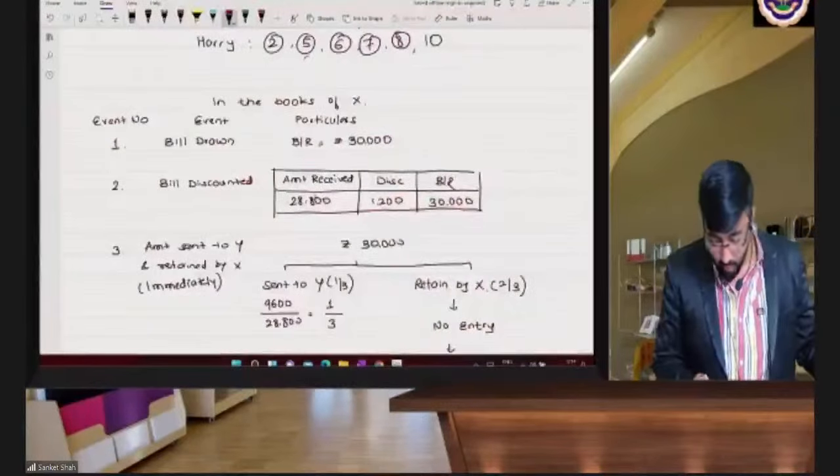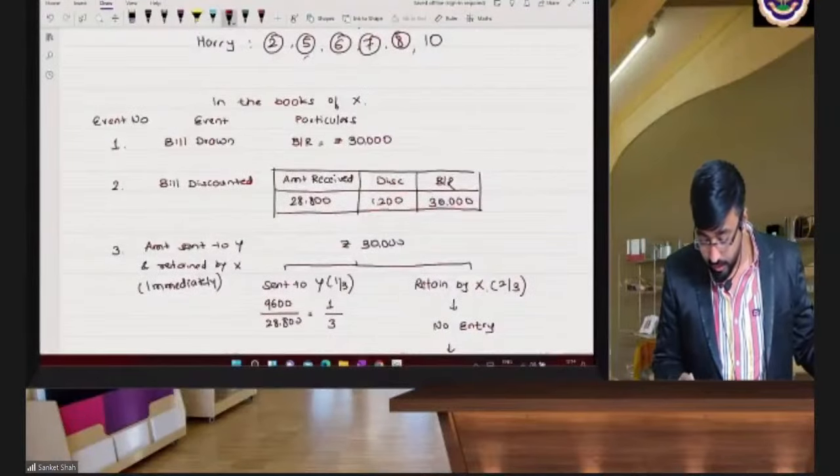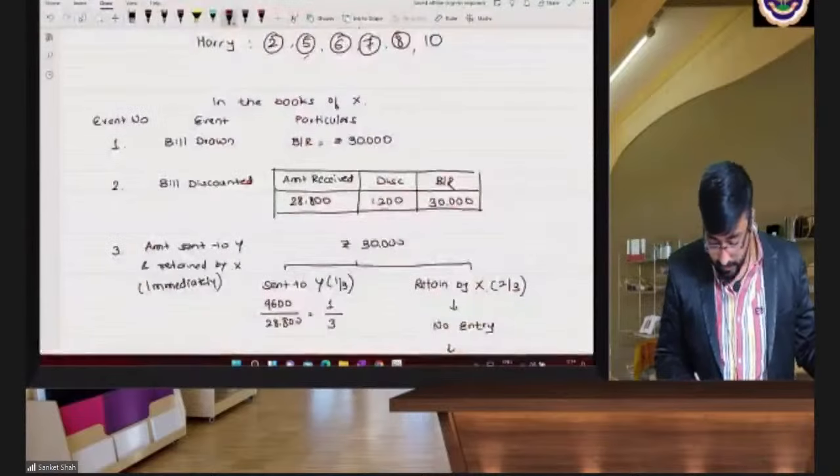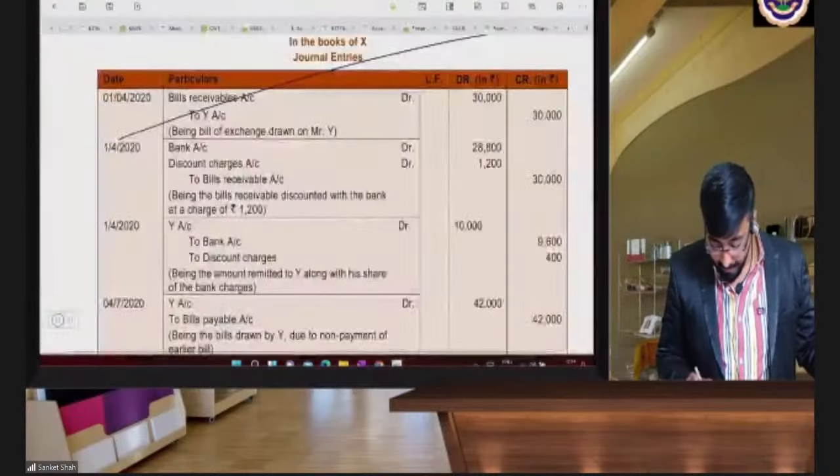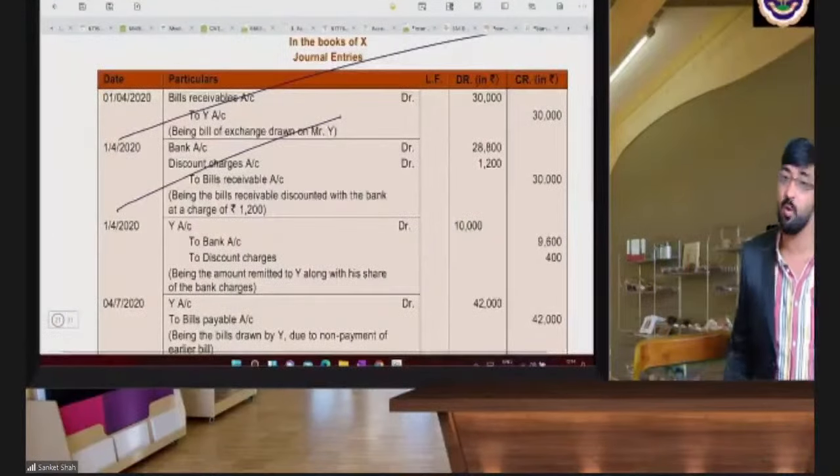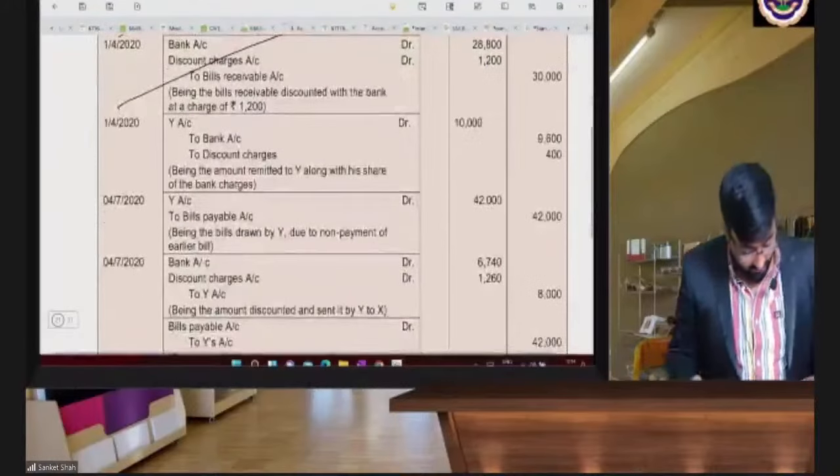Event number 2: bank account debit 28,800, 1,200 to bills receivable. So for the second entry, bank account debit, discount account debit to bills receivable. Yes, sir, we got this entry. Second entry, we got this.